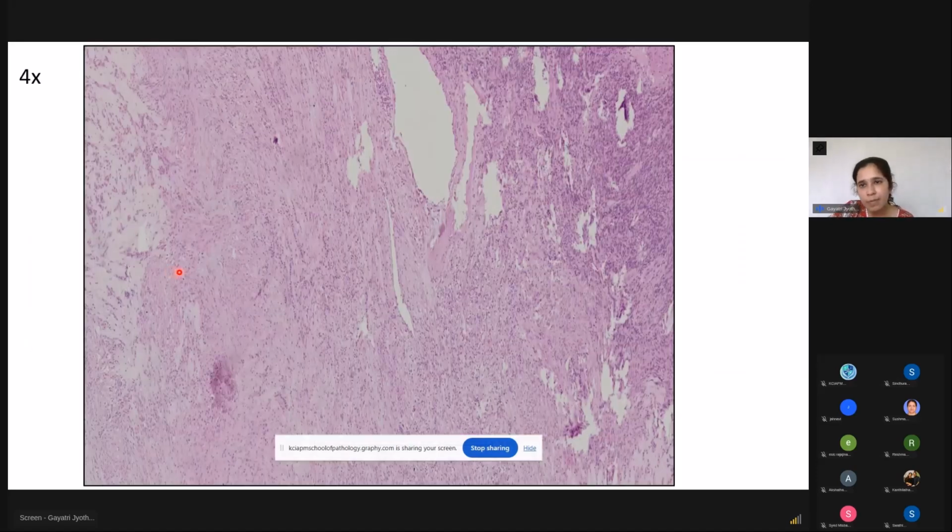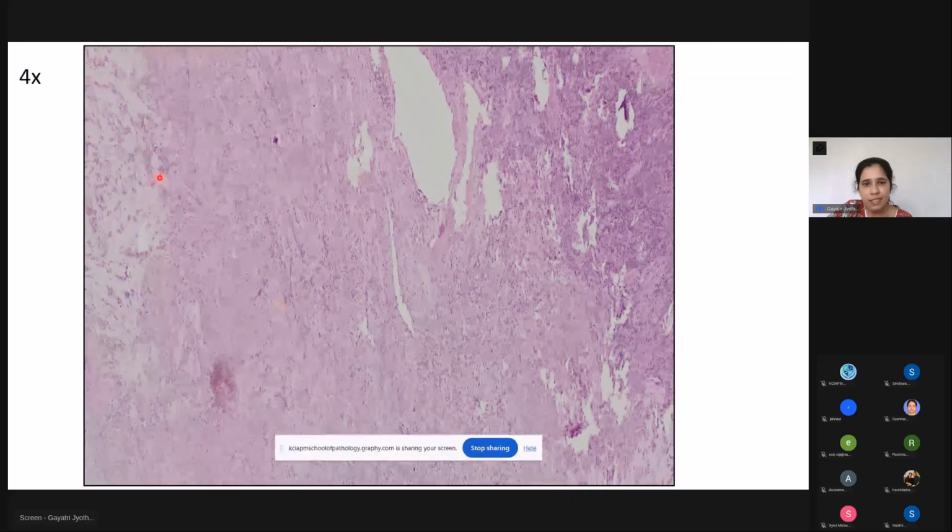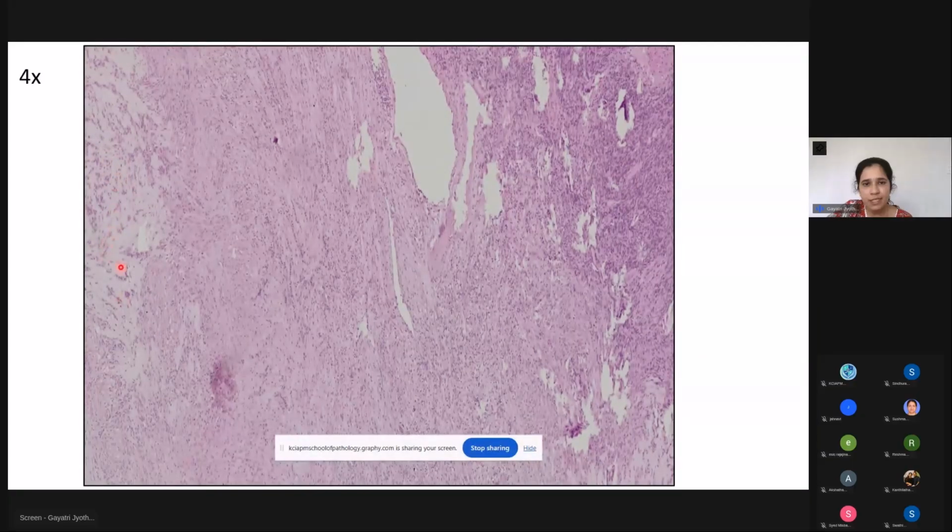So this was the hypercellular, dense area, and nearby to that we can see a pale area. This area appears to be a background of leiomyoma, which shows interlacing smooth muscle bundles. And nearby to that, we can see secondary degeneration, probably hyaline or myxoid degeneration.